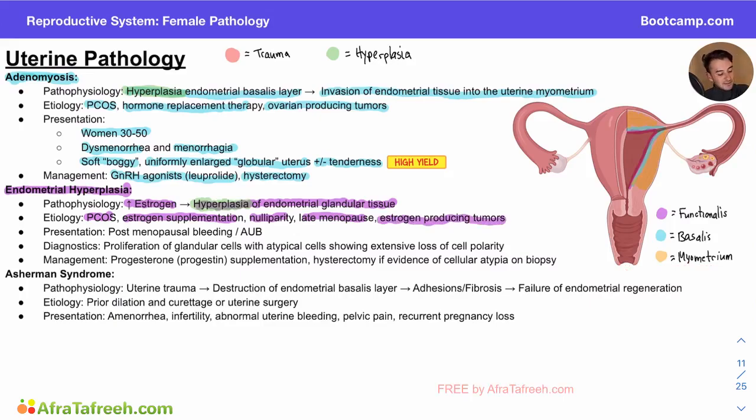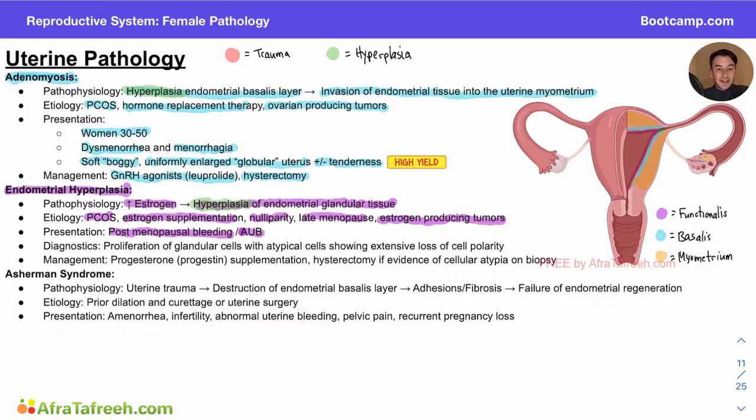And in terms of our presentation, this is usually going to be postmenopausal bleeding. Remember, all bleeding postmenopause is considered abnormal, but if we were to have a premenopausal patient, we could have any type of abnormal uterine bleeding. So this is going to be bleeding that is not expected. This is going to be bleeding outside of the normal menstrual cycle.